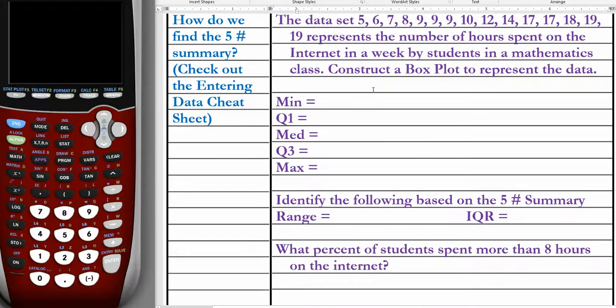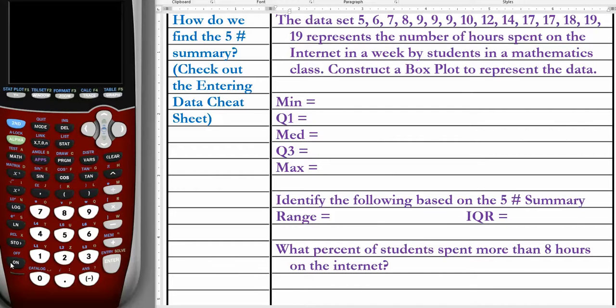So here we go. We've got a problem. We've got these data points, and don't miss this 19 right here. I missed it the first time and had to correct it in my work. It represents the number of hours students spend on the internet, and this was a survey. So what we've got to do is construct a box plot, or a box and whisker graph.